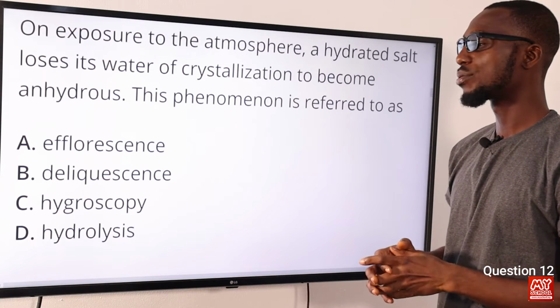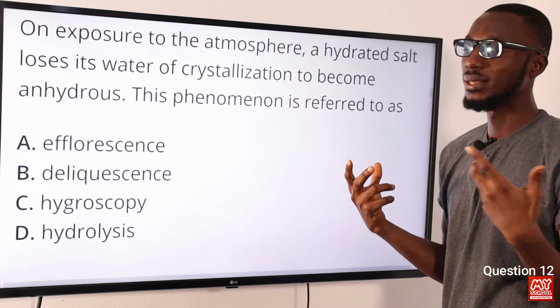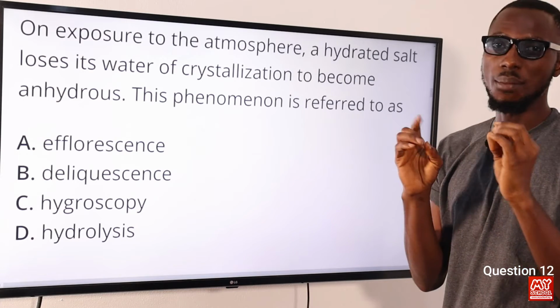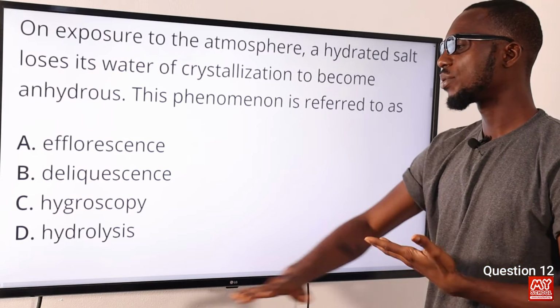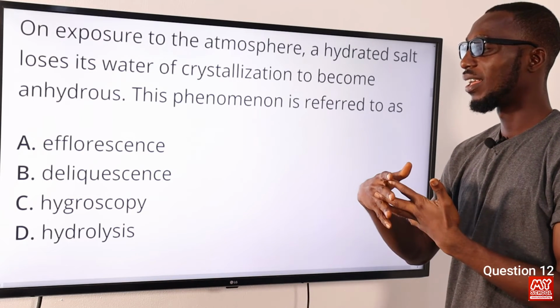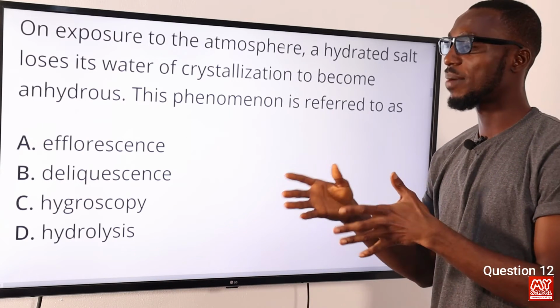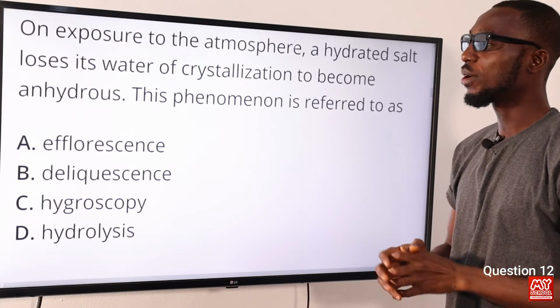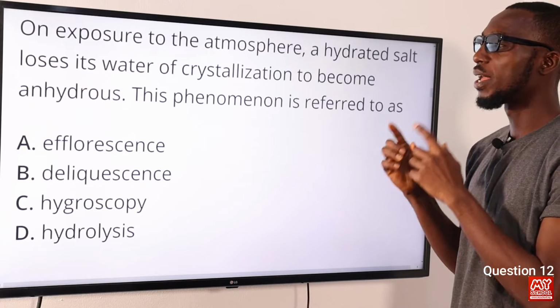And when you talk about hygroscopy, it actually absorbs water, but it doesn't turn moist, it doesn't turn to solution. It can become sticky. Then hydrolysis is one way whereby you can obtain glucose. You talk about hydrolysis of starch with dilute acid to get glucose. So the correct option here is option A, for efflorescence.